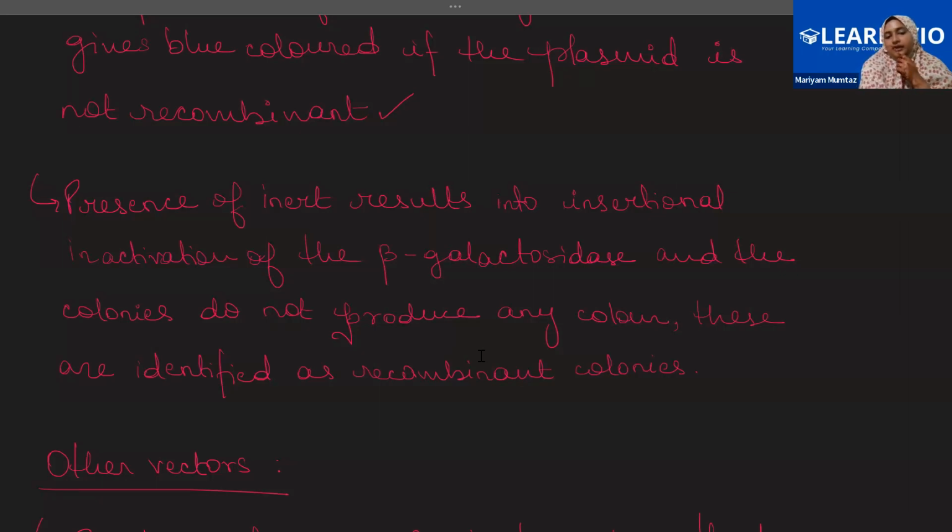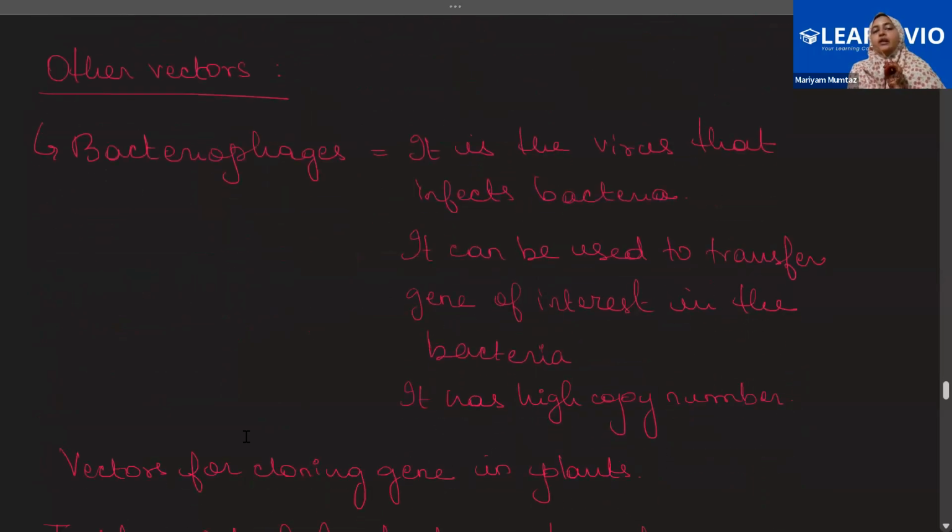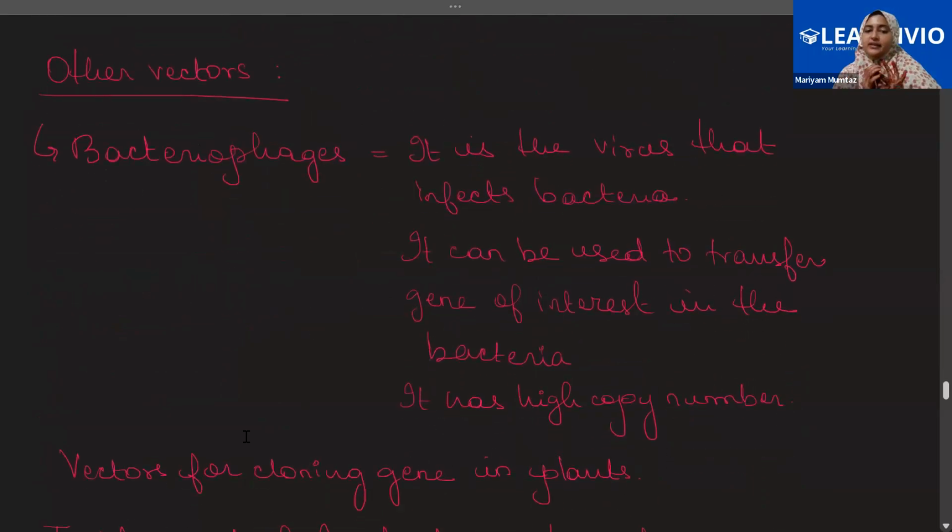All right. So up until now, we saw the most common kind of vector, that is the plasmid, which has been taken out or extracted from the E. coli, Escherichia coli. Now let us see some other vectors. Apart from plasmid, there are certain organisms or structures which can be used as a vector. The first one is bacteriophages.